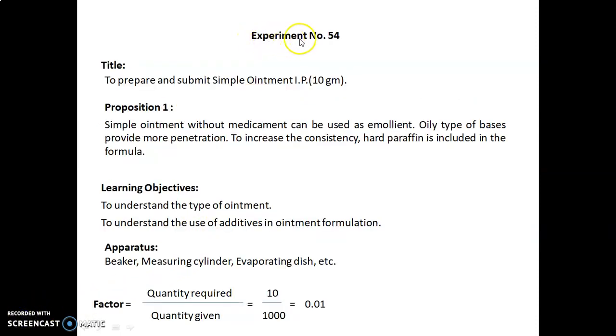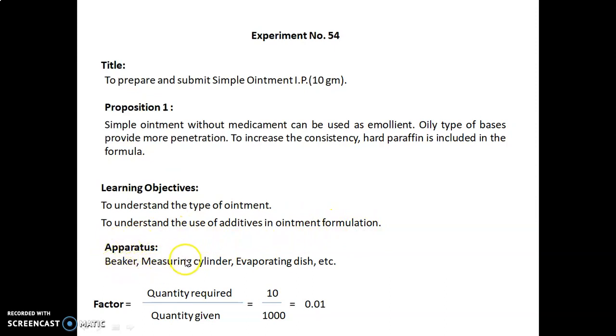So experiment number 54. The title of this experiment is to prepare and submit the simple ointment IP, that is according to Indian Pharmacopoeia, 10 gram. Proposition: simple ointment without medicament can be used as an emollient, oily type of base, which provides more penetration. To increase the consistency, hard paraffin is included in the formula. Learning objectives are to understand the types of ointment and the use of additives in ointment formulation.